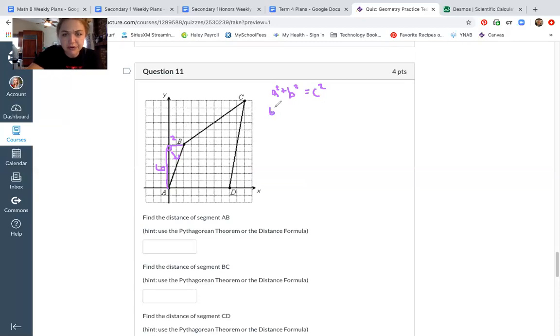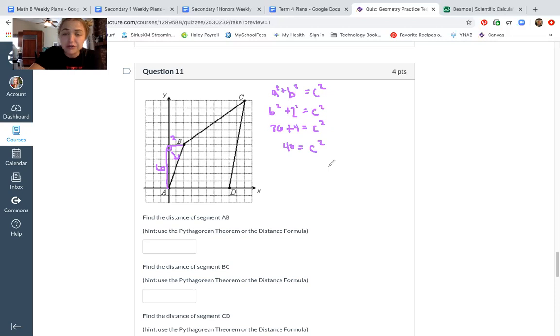So that would be 6 squared plus 2 squared. I know these in my head. And that's going to give us that distance squared. So 6 squared is 36. 2 squared is 4. And that is still C squared. 36 plus 4 is 40 equals C squared.